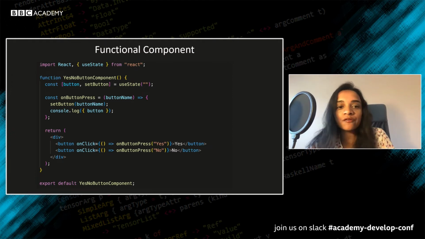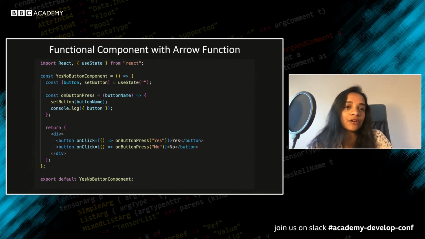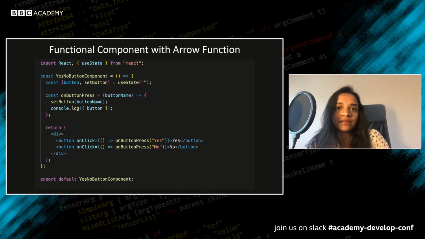So we're moving away from this.setState or this.state. Instead, we're going to use the hook useState. And clicking on yes would trigger an event, and clicking on no would trigger another event, which would set the button state. Now you can also write these functional components with arrow components if you prefer that.